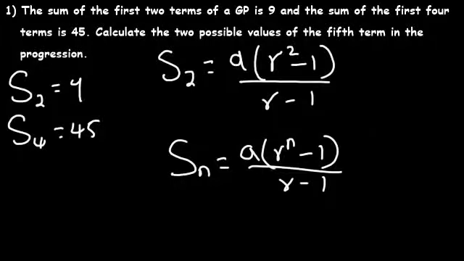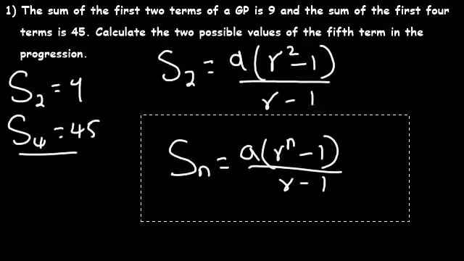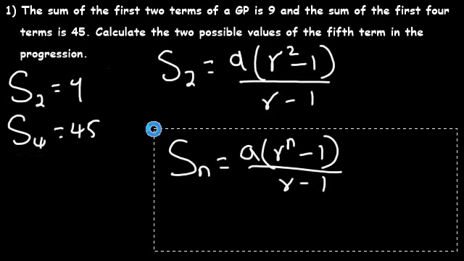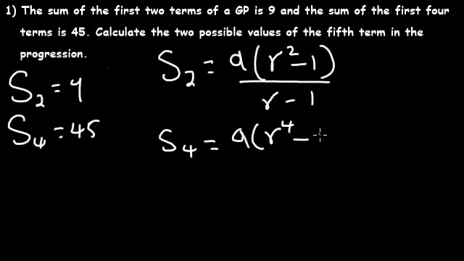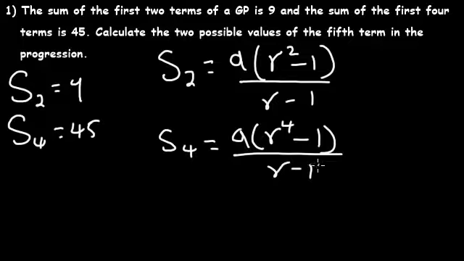Okay. Now we're going to do the same thing for S of 4. Are we together? Exactly. So for the sum of the first 4 terms, S of 4 becomes a multiplied by r raised to the power 4 minus 1 divided by r minus 1. Perfect. So the goal now is to find the value of a and the common ratio.